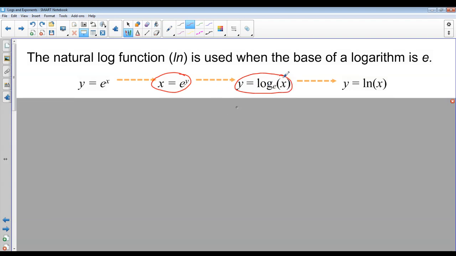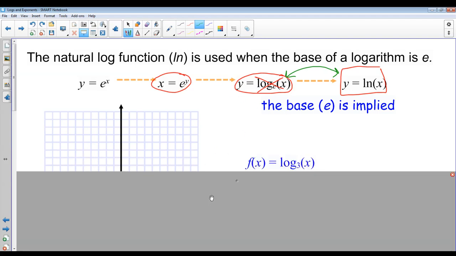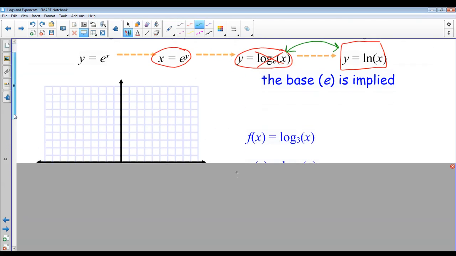You're never going to see it written like this. You'll never see log base e. You'll see it written this way. Those are equivalent. Those are the same exact thing. But e is such a commonly used base, it has its own special logarithmic function that goes with it. So just like base 10 is implied, here the base e is implied.